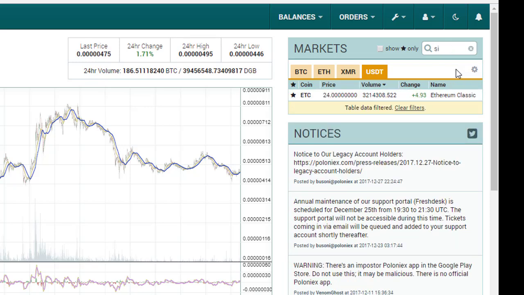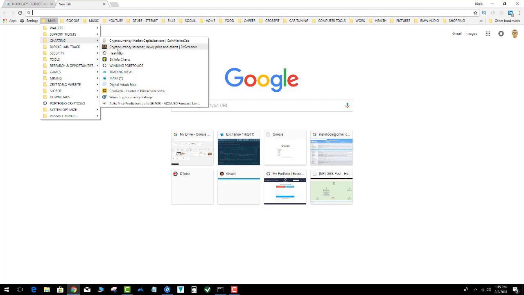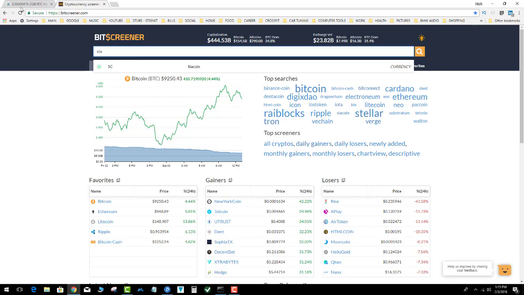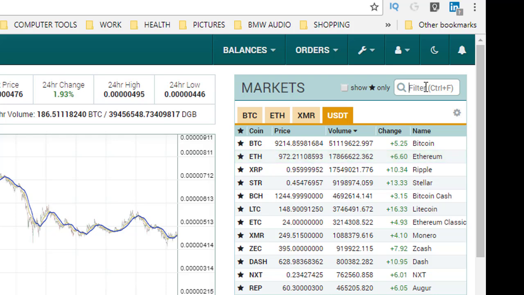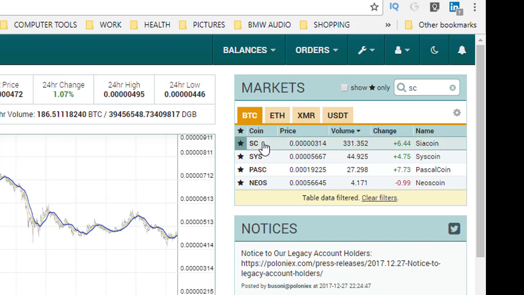SIA coin, let's see, what is SIA? Let's go over to BitScreener real quick, and we'll pull up the SIA coin. SIA, SC. So we want to find if that coin is traded on this market. I type in SC for SIA, and this shows that SIA is not available as a Tether swap. Remember, you're trading these coins to swap for other coins, not in the XMR, not in the ETH. Oh, so it looks like on this exchange you can buy the SIA coin on the BTC market.